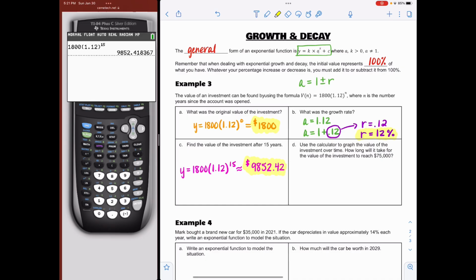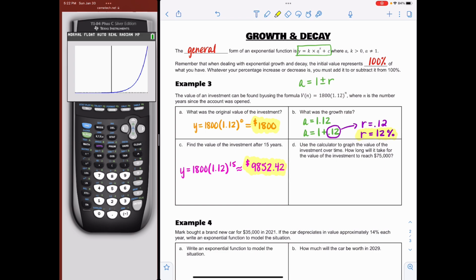Now part D, it says use the calculator to graph the value of the investment over time. And then we want to know how long will it take for it to reach $75,000. So my equation is 1,800 times 1.12 to the power of X, because we don't put n in there, we use X here, and we graph that. So as you can see here, I see part of my graph, but I can tell that I need to go over some. So I'm going to press zoom 0 because I want to fit it to the screen. That's zoom fit. And there I see the graph.